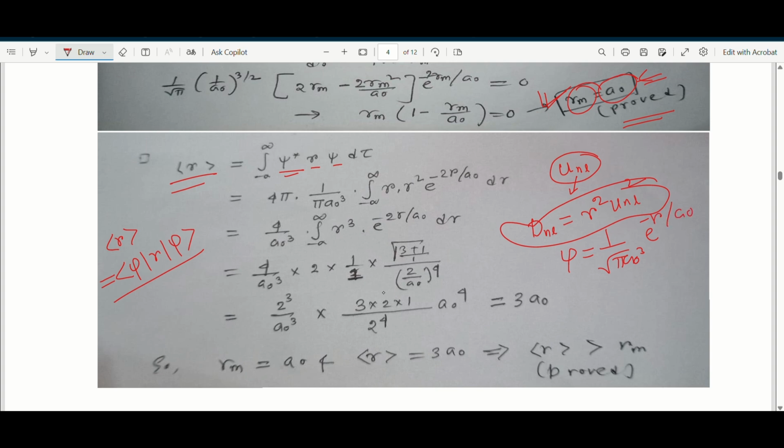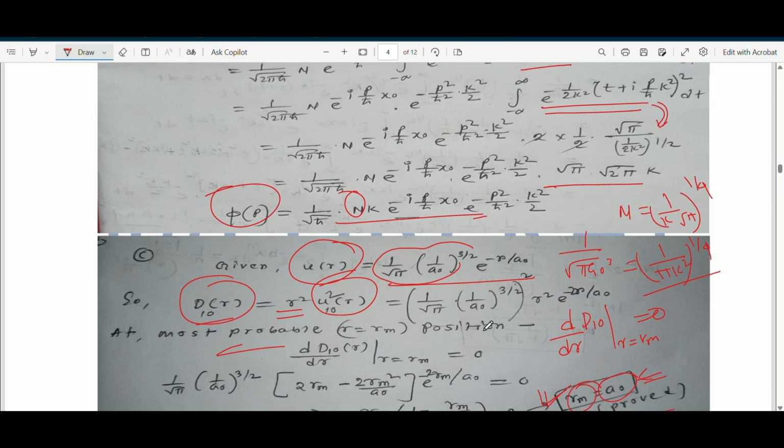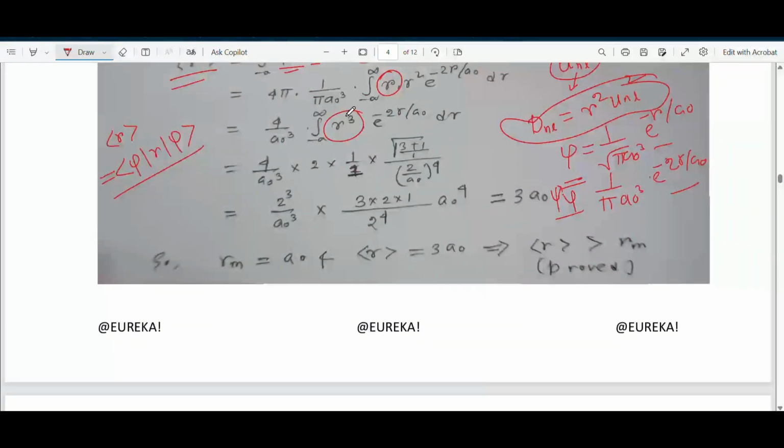If we take the psi star, it will be the same, since psi is a real quantity, so it is simply mod square. Psi star psi will be 1 by pi a naught cube e to the power minus twice r by a naught. After substituting the value, there is also the r here. Here d tau is basically 4 pi r square into dr. Since it is spherical, that's why we use d tau here.